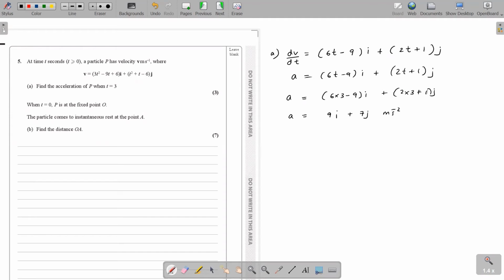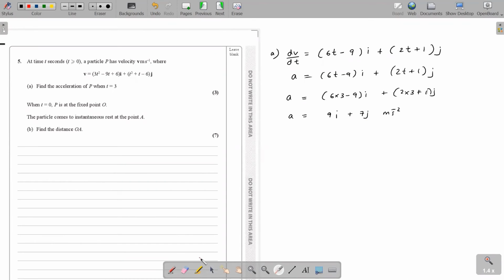So we can leave it at this point. Okay, are you okay with it? So you just need to find the acceleration as a vector. They don't ask you for the magnitude, so you don't need to go there.